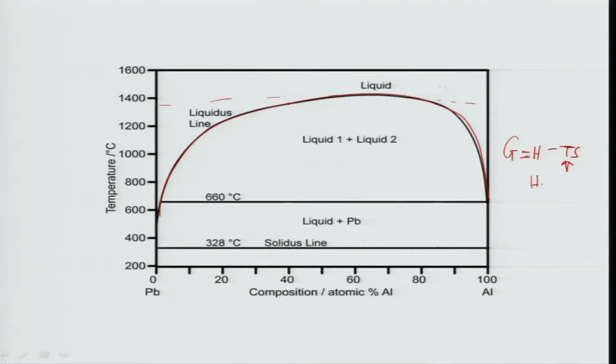So, at relatively low temperatures, TS is smaller than H, so G is positive. At higher temperature, the entropy term T into S will be higher than H, because of the T there, and in that case G can be made negative again. That is why at high temperatures they can mix.